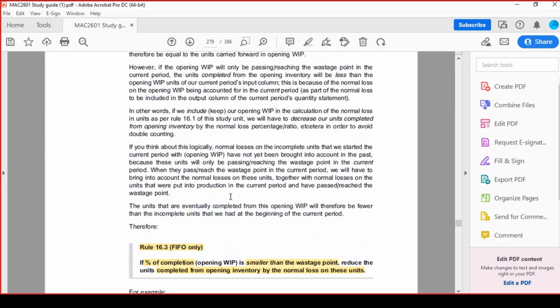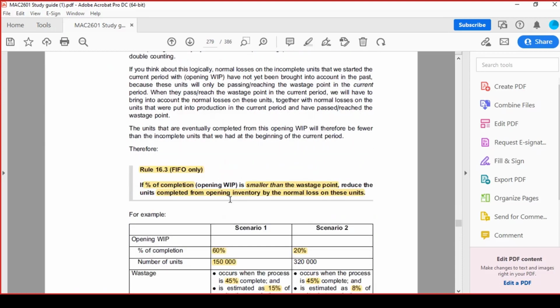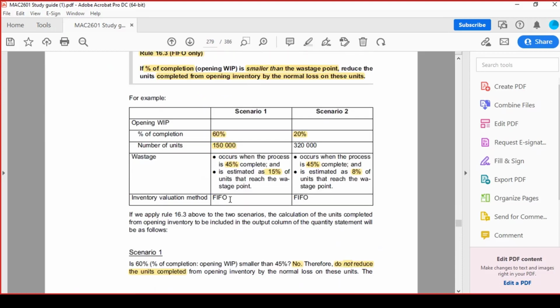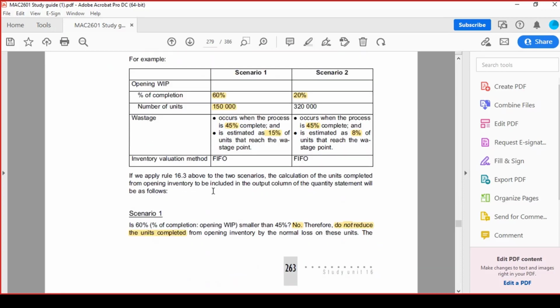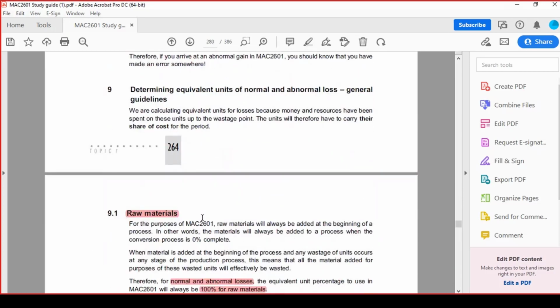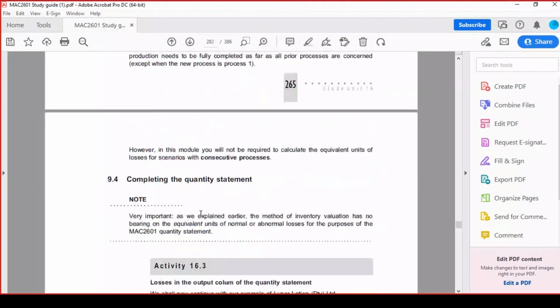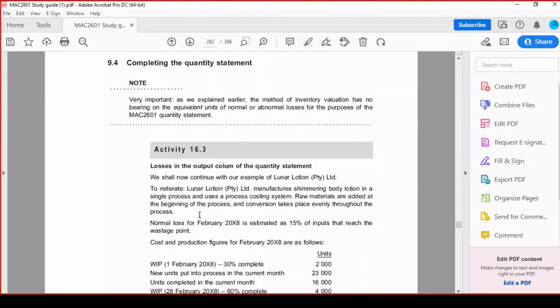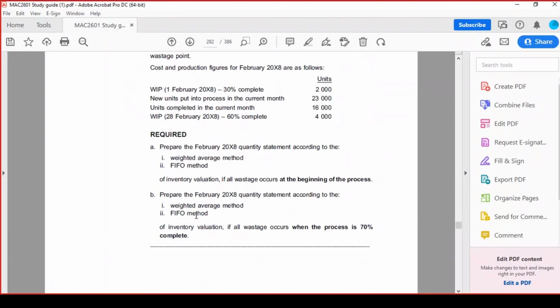Continue with these rules. This one is an add-on to the opening inventory part, where it says that if the completion of your opening WIP is smaller than the wastage point, you need to calculate the normal loss of that WIP and then deduct that normal loss from your opening inventory. So let's go and see an example that illustrates what I just mentioned.